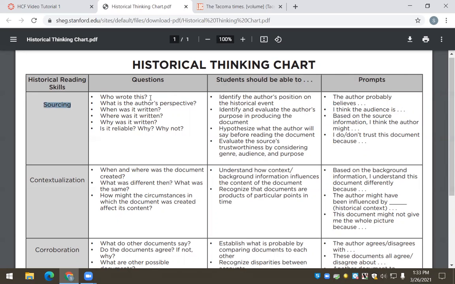So we'll be looking at some of these questions of who wrote this, the author's perspective, when was it written, where was it written? Why was it written? Is it reliable? Why not? So with these questions, we are able to identify these different things, the author's position, author's purpose. We can even look at if the source is trustworthy. And that way we are able to address these certain prompts.